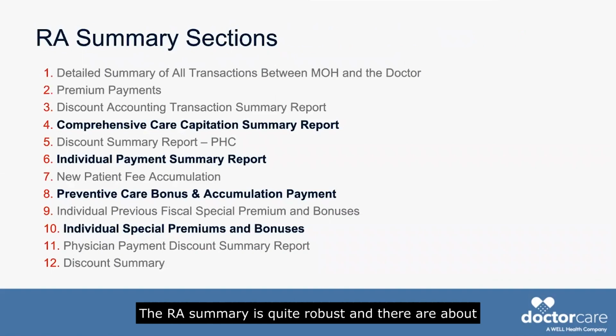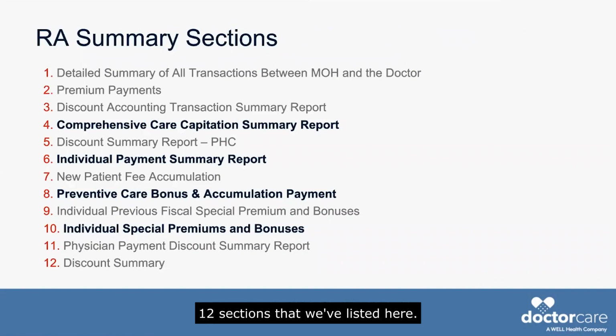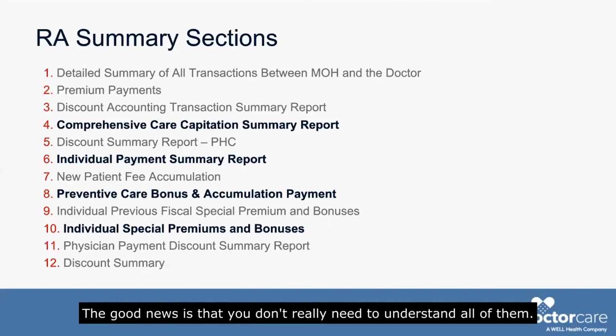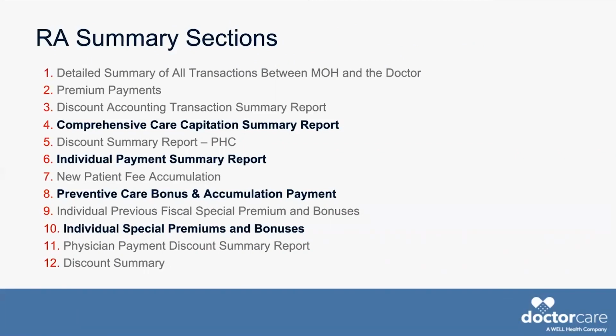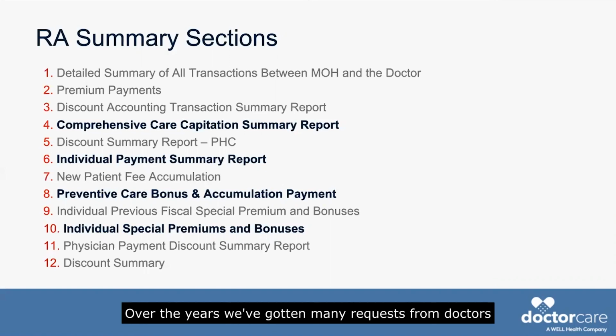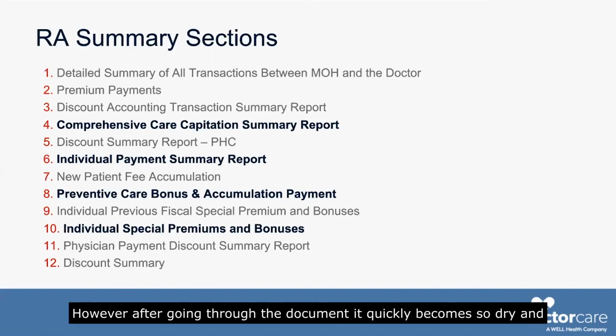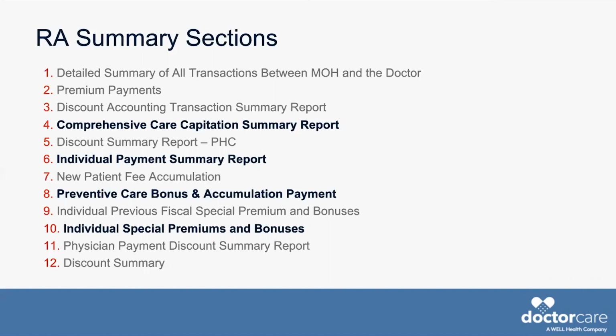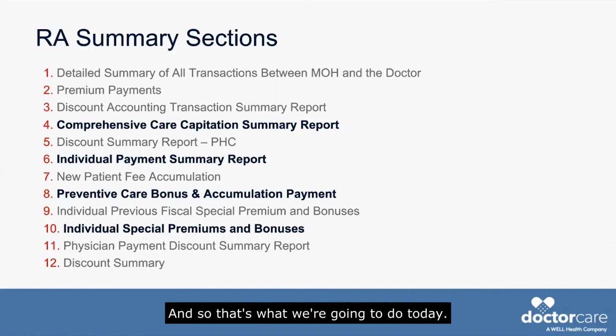The RA summary is quite robust, and there are about 12 sections that we've listed here. The good news is that you don't really need to understand all of them. Over the years, we've gotten many requests from doctors who have asked us to explain every part of the RA to them. However, after going through the document, it quickly becomes so dry and painful that the doctor changes their mind and says, okay, just tell me what I need to know and what matters.